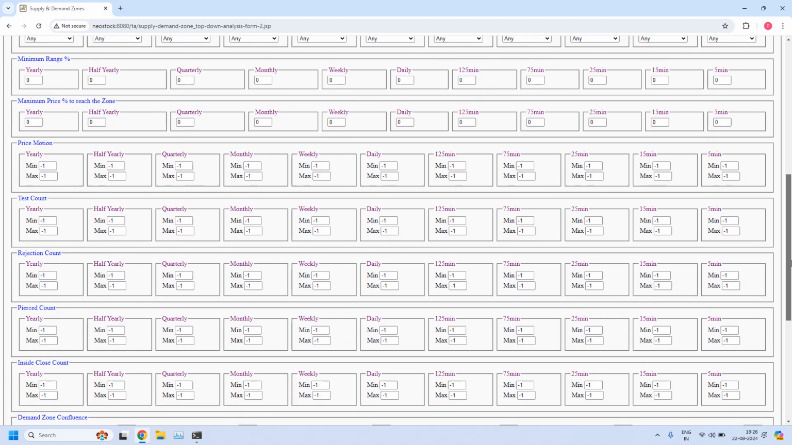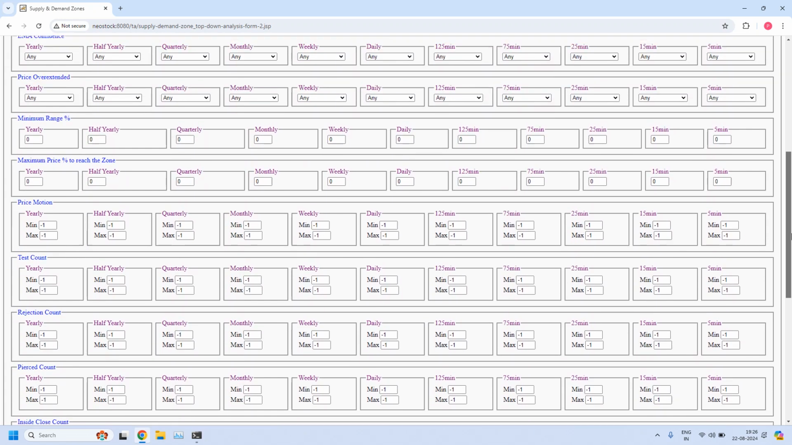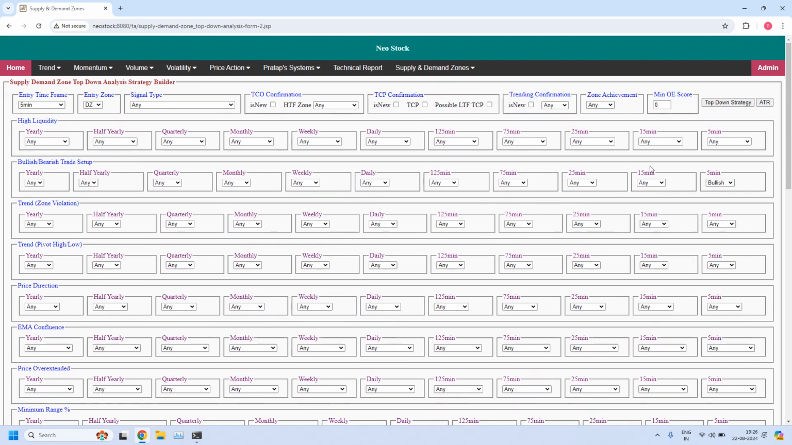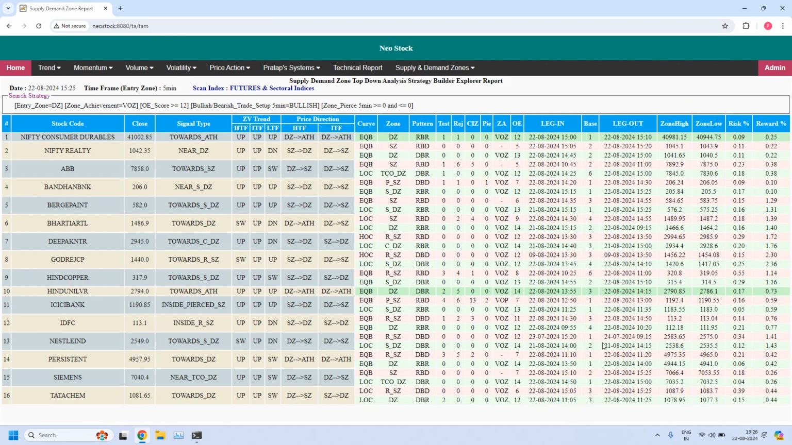So in the pierced count, in 5 minutes time frame, minimum value I am setting 0, maximum value I am setting 0, and the zone achievement is violated opposing zone, minimum order enhancer score is 12. All the 3 filters are applied to 5 minutes demand zone, and 16 stocks are filtered. These 16 stocks are supporting bullish trade setup for hourly income trade.